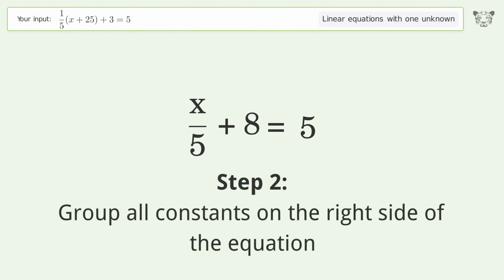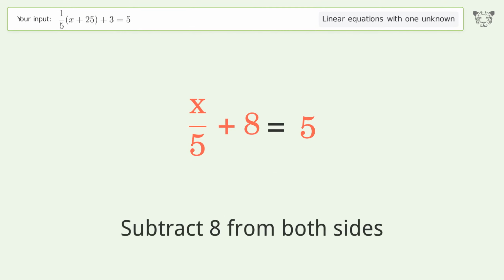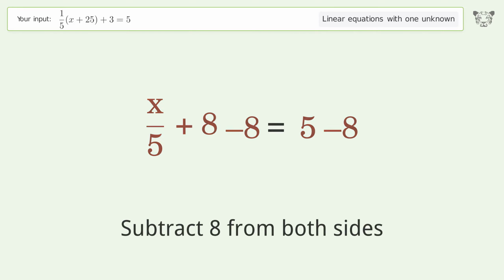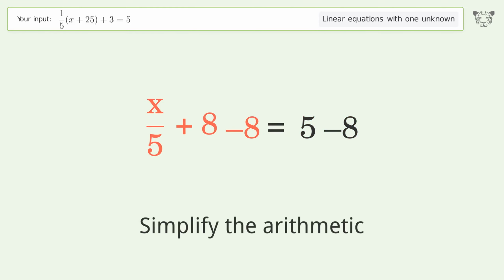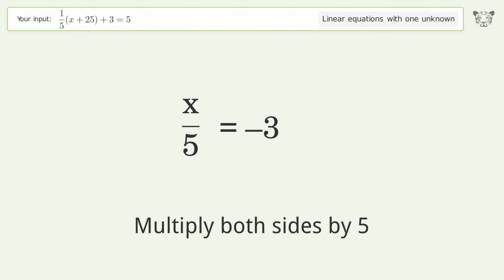Group all constants on the right side of the equation. Subtract 8 from both sides. Simplify the arithmetic. Isolate the x. Multiply both sides by 5.